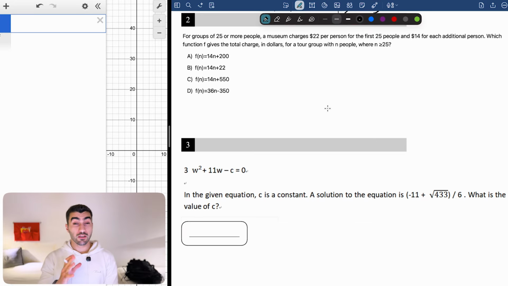So the next question is a very common question. You're probably going to see this in the exam. In this question, we have 4 groups of 25 or more people. The museum charges $22 per person for the first 25 people and $14 for each additional person.